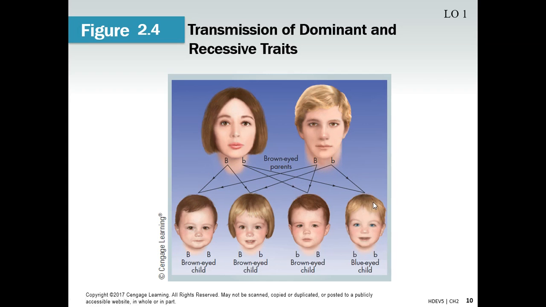Now, in order to get those blue eyes, which is what they're representing here, this child has to have mom's recessive allele and dad's recessive allele. Otherwise, if the child gets two dominant alleles, they're going to have brown eyes. And if they have heterozygous alleles, one dominant, one recessive, they're likely also going to have brown eyes.